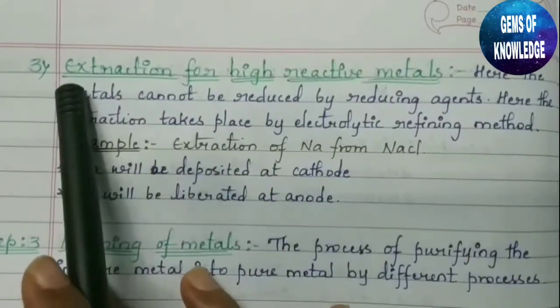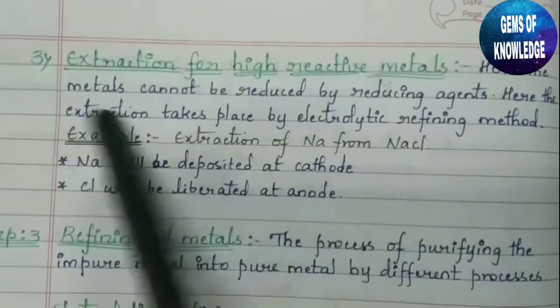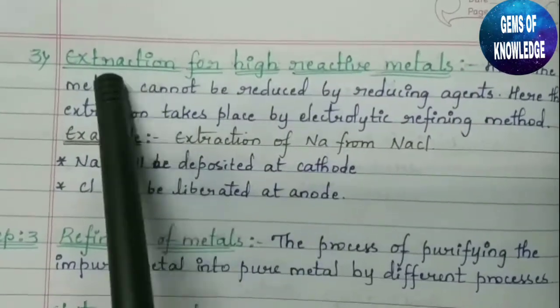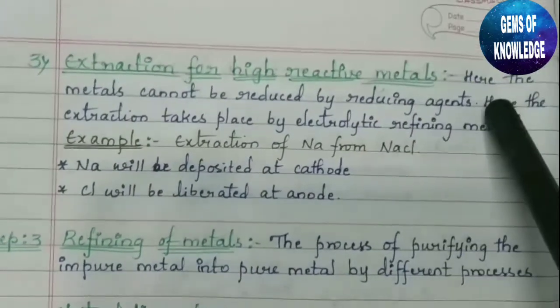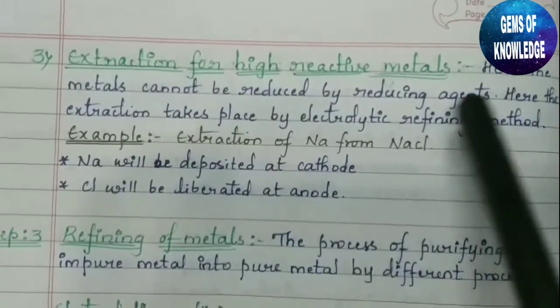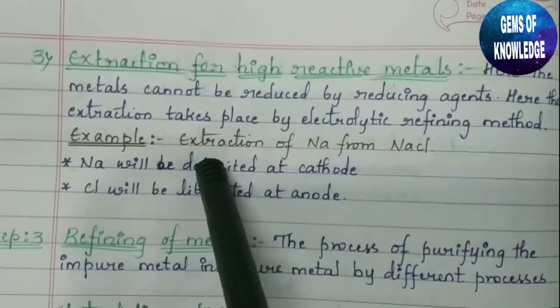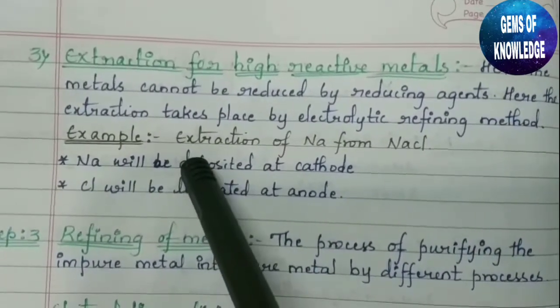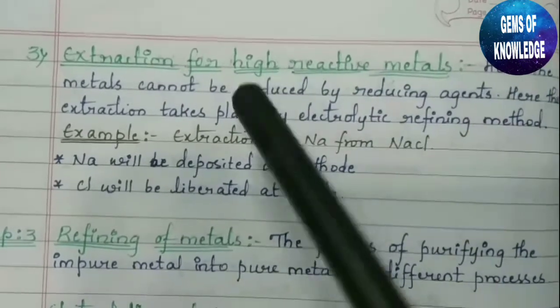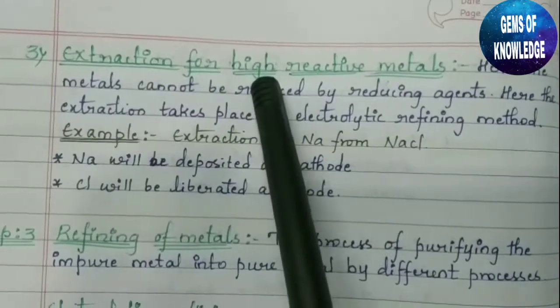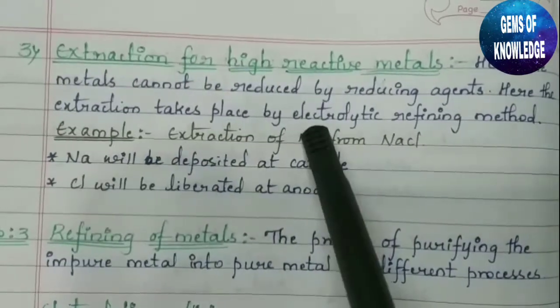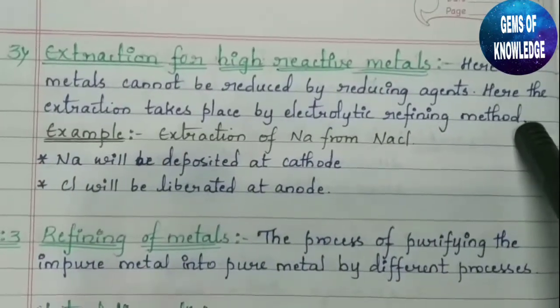You can see the third process here, that is the third step in the extraction of metals: extraction of highly reactive metals. Here the metals cannot be reduced by a reducing agent. For the previous middle reactive metals, we have seen the metals can be reduced by reducing agents. Here that process is not possible. The extraction takes place by electrolytic methods only.